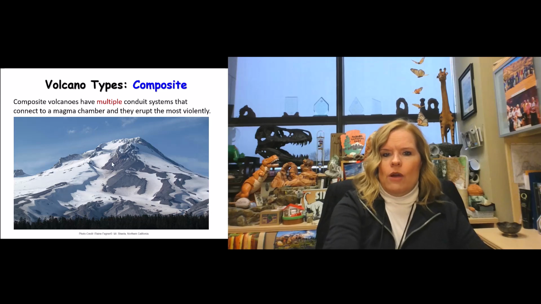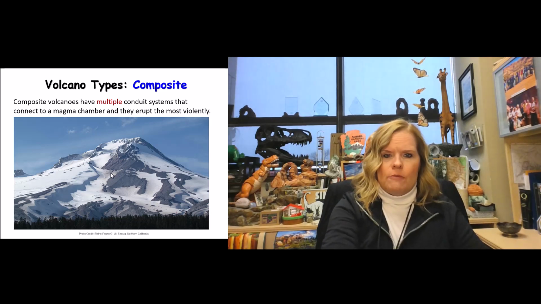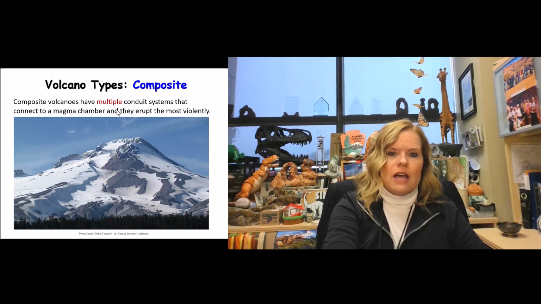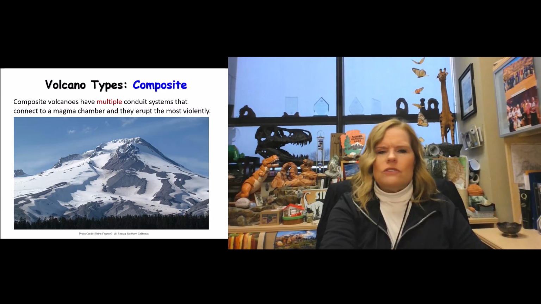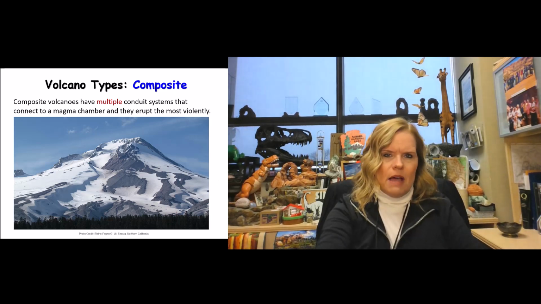For example, it could erupt out the side here, creating a lateral eruption. It could erupt right out the top, like we think most eruptions do. It could have a dike that brings a whole system of material out this way. So there's a lot of different complexities about composite volcanoes, making them extremely dangerous.